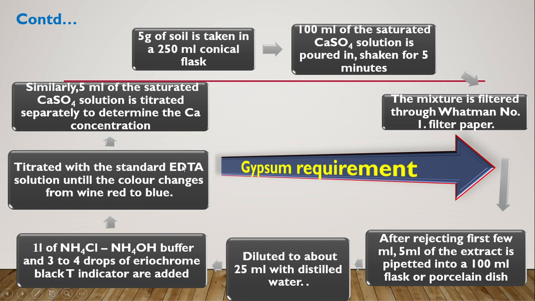When we are titrating it with EDTA, the color changes to blue. That point is the amount of gypsum required. That amount of EDTA is the amount of gypsum required for the particular soil for removing the alkalinity. So that is how we are finding the amount of gypsum required for removing the alkalinity of the soil.